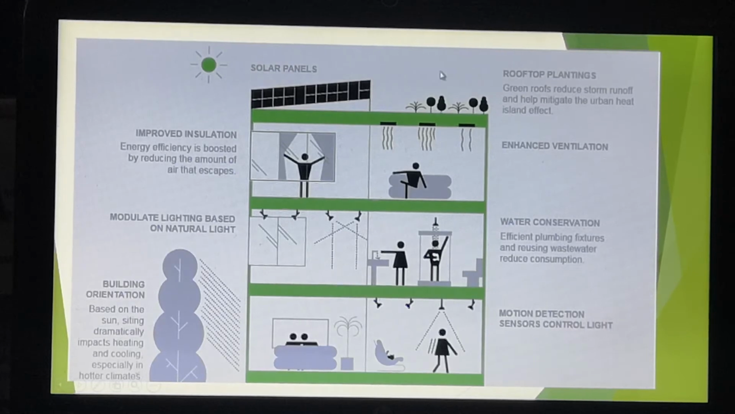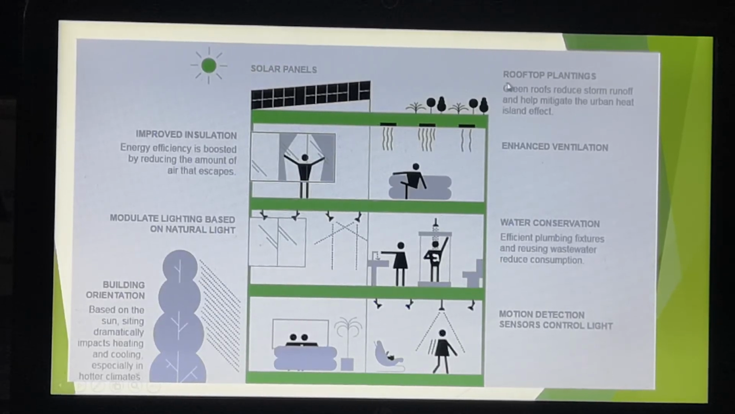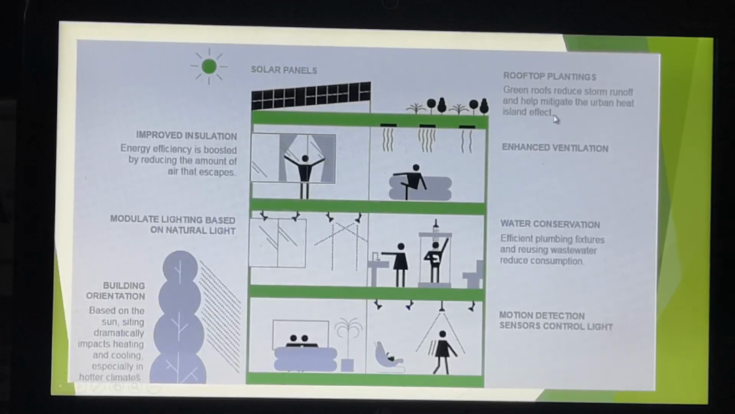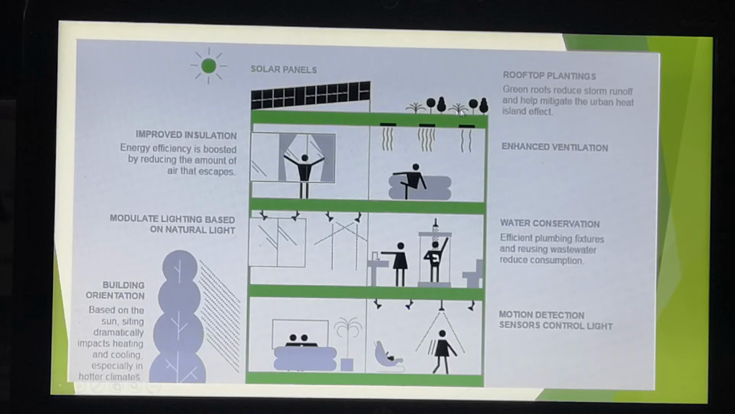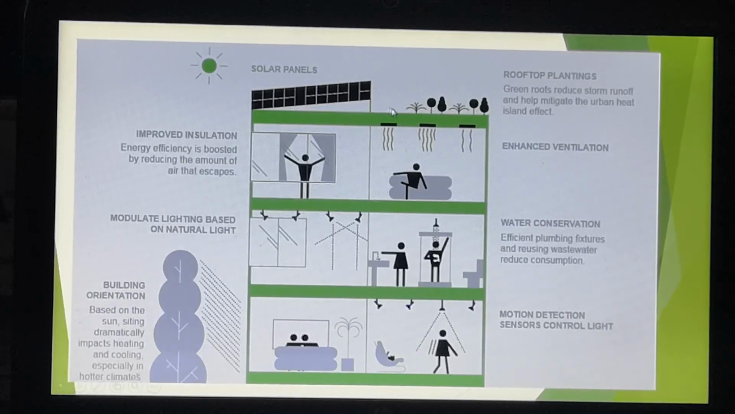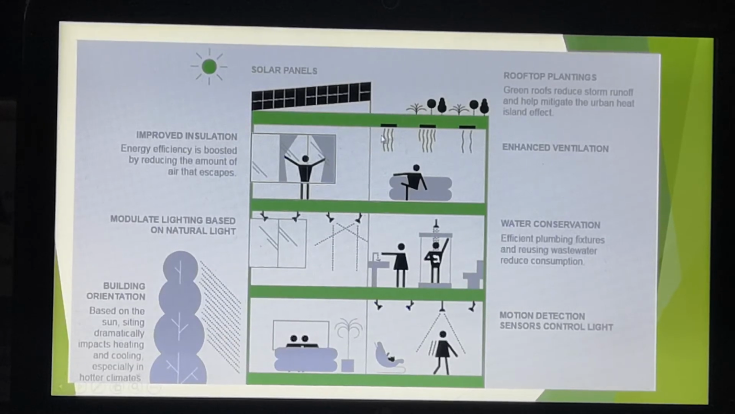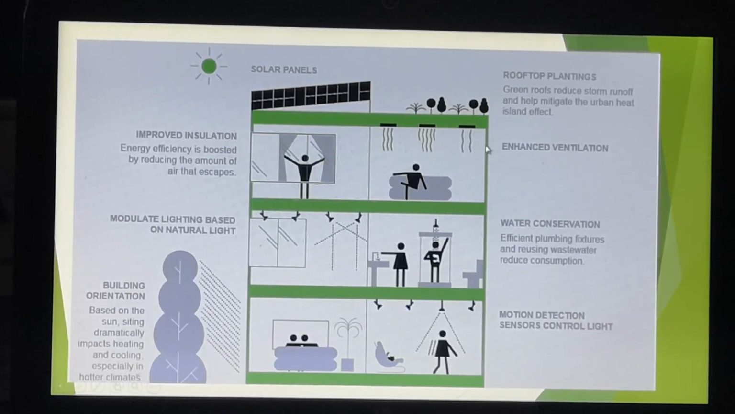Okay, and at the top, what they put is a green roof to reduce storm runoff and help mitigate the urban heat island effect. So we put a lot of planting on the rooftop, so we can cool the surrounding area, and give fresh air to the surrounding people here. And also it can enhance the ventilation of the building. So you see how it works.